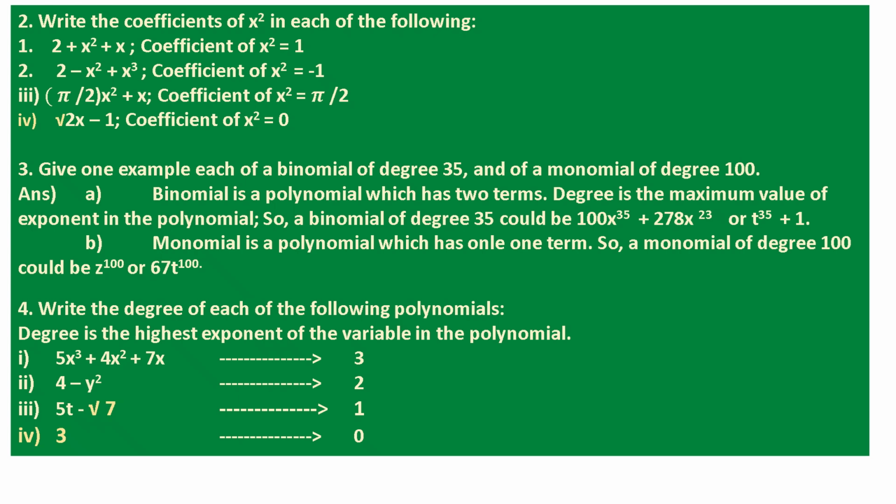The next one, write the degree of each of the following polynomials. The highest exponent is the degree. For the first one it is 3. For the second one it is 2. For the third one it is 1. For the fourth one, there is no variable, meaning a variable raised to 0. So it is 0. The highest degree is 0.